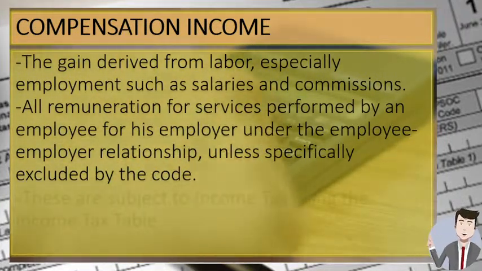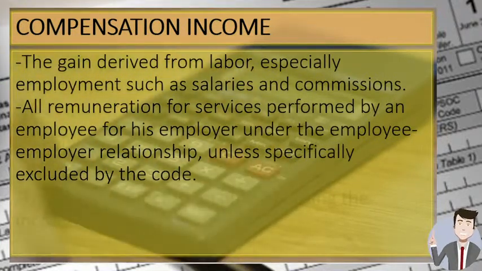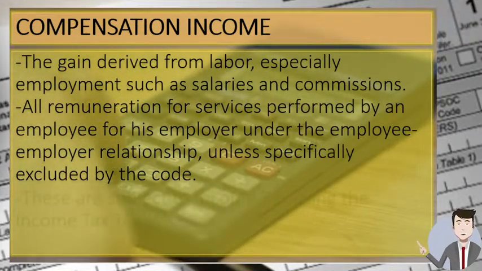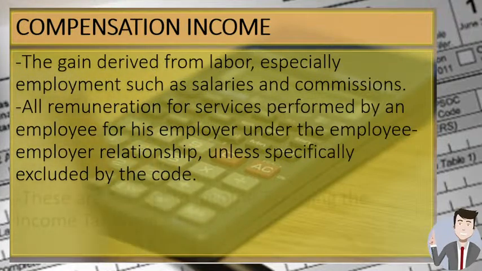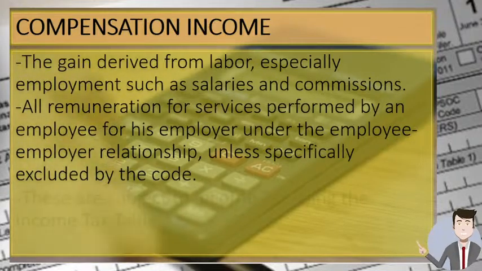When we talk about the employee-employer relationship, the status of the employee is a regular employee. That particular employee is entitled to bonuses, SSS or GSIS as the case may be, PhilHealth, or the mandatory contributions mandated by law. Those are considered regular employees, or employees under an employee-employer relationship. If that is the case, the income earned by that employee will be considered compensation income. That includes the basic salary, overtime pay, allowances, bonuses, commissions, etc. Those will be considered in general as compensation income.